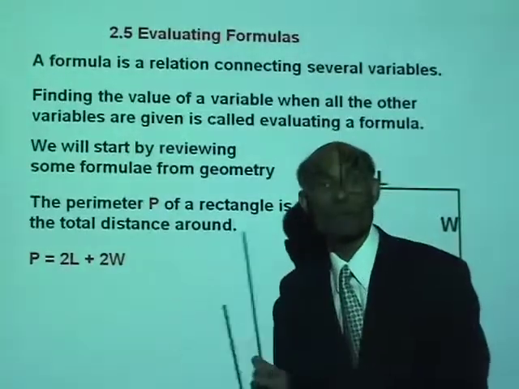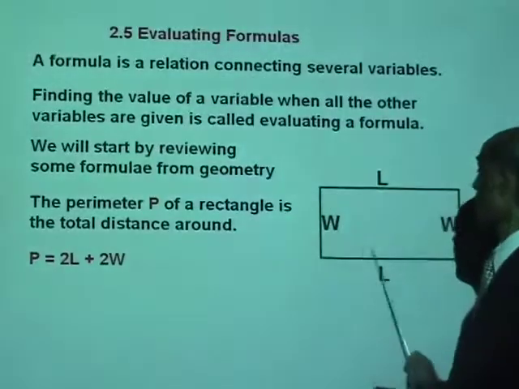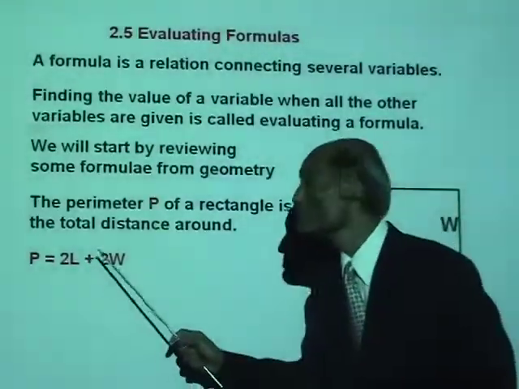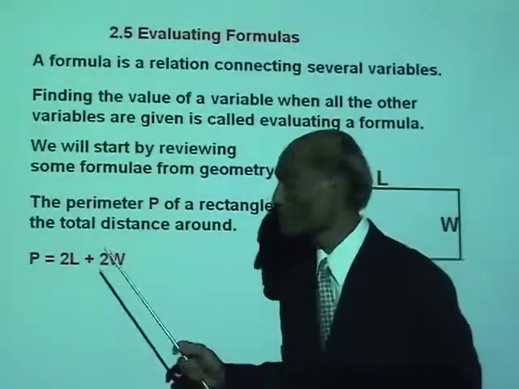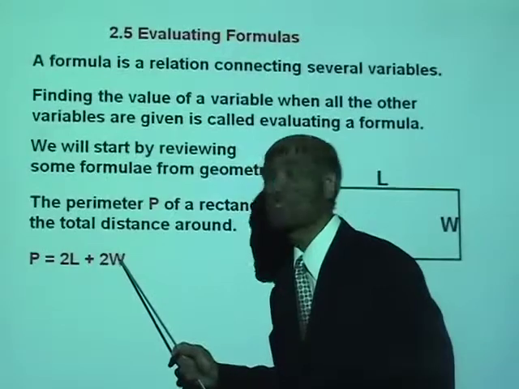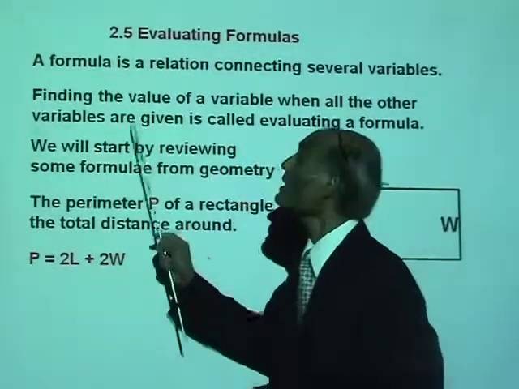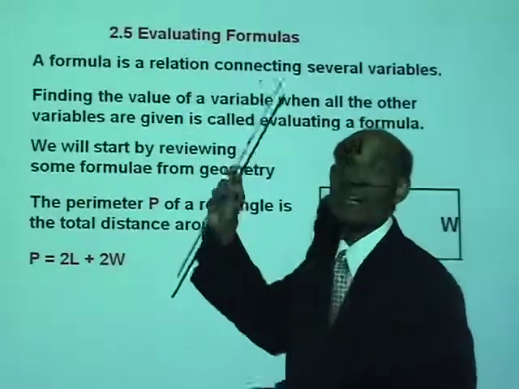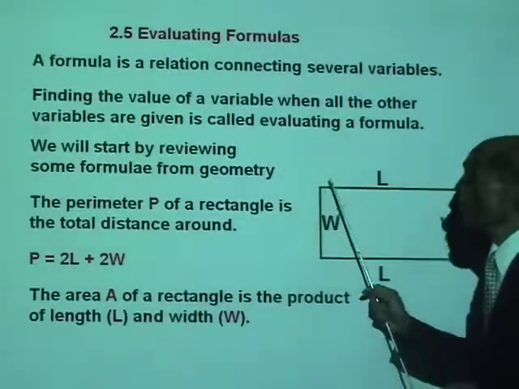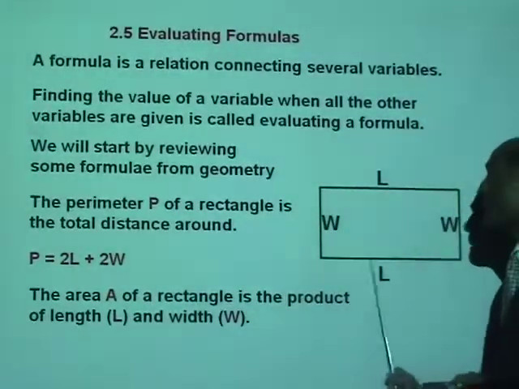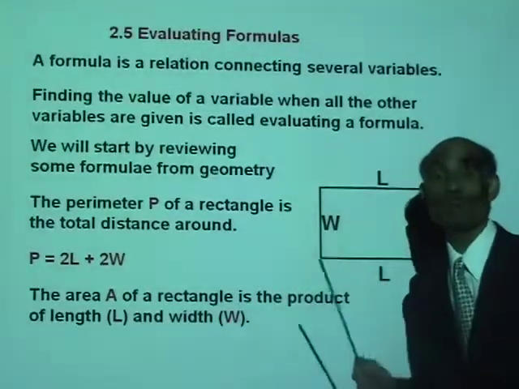Now, this is the formula that will help you to find the perimeter of a rectangle if you know the length and the width. So, if I now give you the values of L and W, you can find the value of P, and that is what we call evaluating a formula. Now tell me, anybody know what the area of the rectangle is? What is the formula for finding the area of a rectangle?